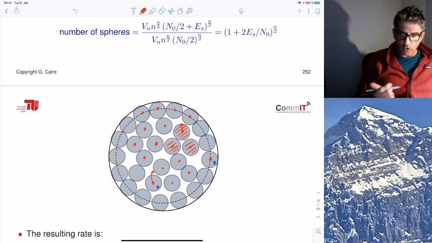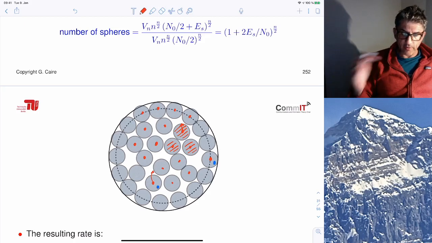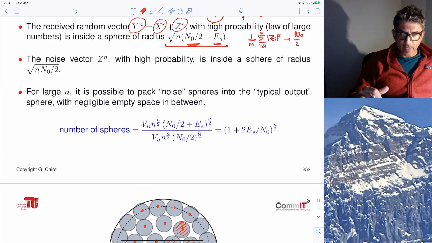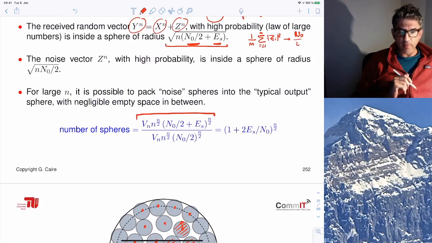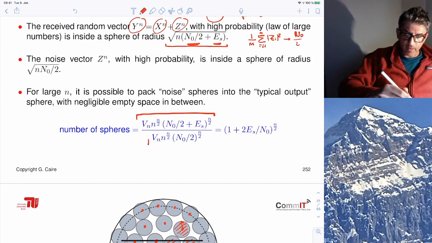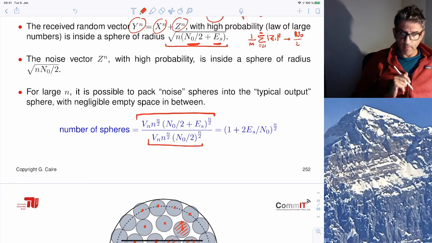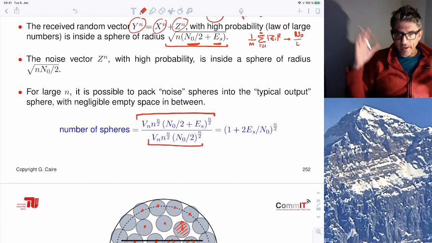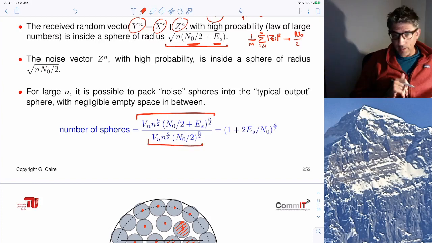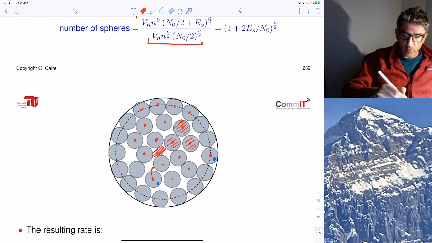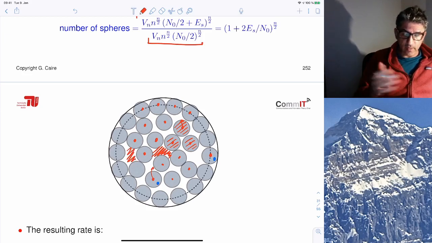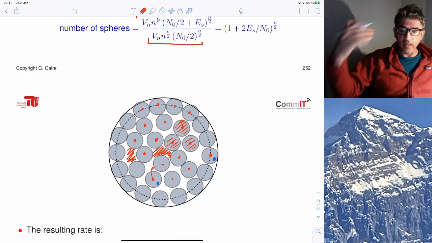So the problem is how many code words I can use such that these typical noise spheres do not overlap. The best case is to take the volume of the sphere that contains with high probability a typical output, and divide by the volume of a typical noise sphere. This is an optimistic upper bound on the number of non-overlapping spheres. Of course, this would be true if there was no space in between, and so that's why it's optimistic. But it turns out that this result becomes exact in the limit for large n.